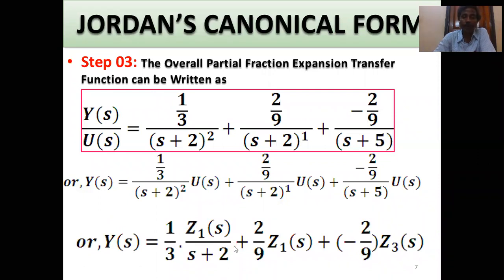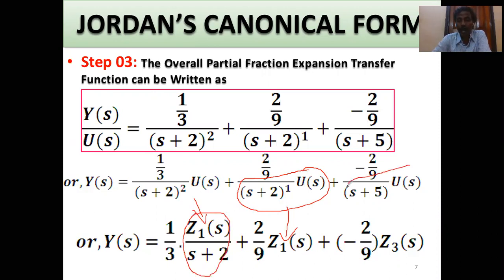Then this is the very important part, because in this situation the term U(s) by (s plus 2) is equivalent to Z1(s). Put here U(s) by (s plus 2) equals Z1(s), and then we get Z1(s) by (s plus 2), and U(s) by (s plus 5) is equivalent to Z3.